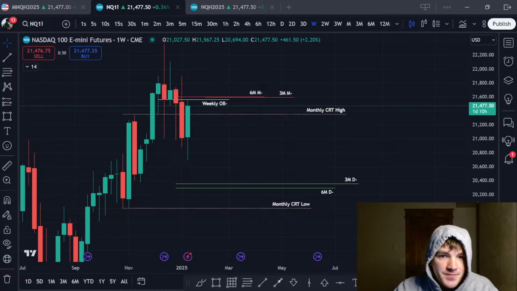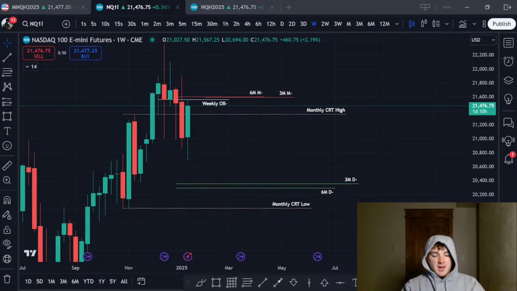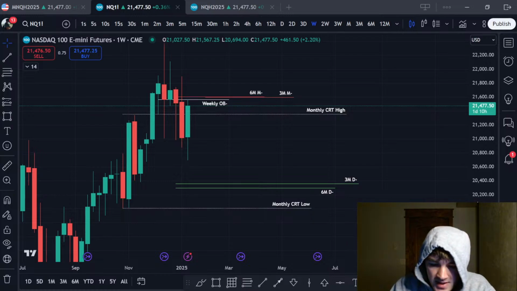But like I said, right now I'm realizing that if I don't do it first thing, I don't end up doing high time frame analysis, and that's kind of an issue, honestly. So I want to make sure I get it done.